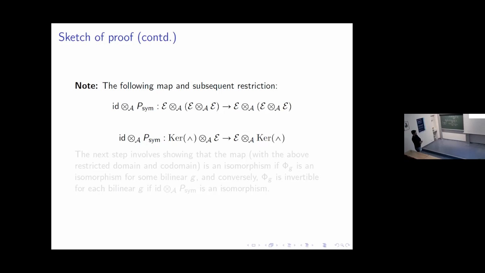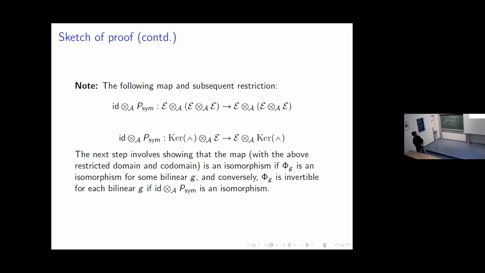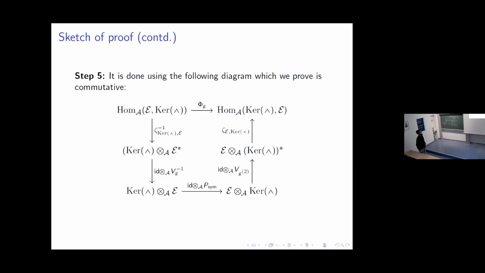So for the final 2 steps, the next step involves showing that if for some g phi g is an isomorphism, then this restricted map is an isomorphism, and conversely, if this map is an isomorphism, then phi g is invertible for all g, all bilinear g. It is done in the following manner: on the top leg we have the map phi g, and we prove that this diagram is commutative.